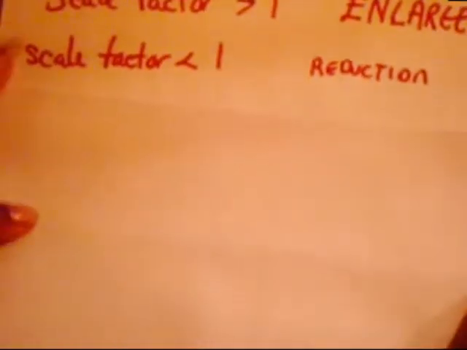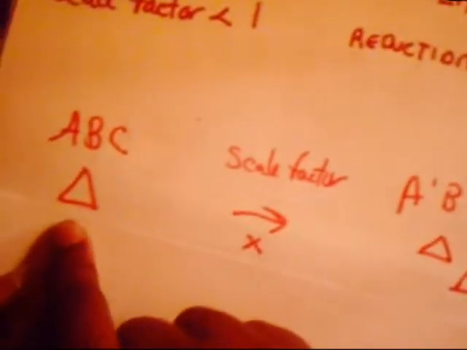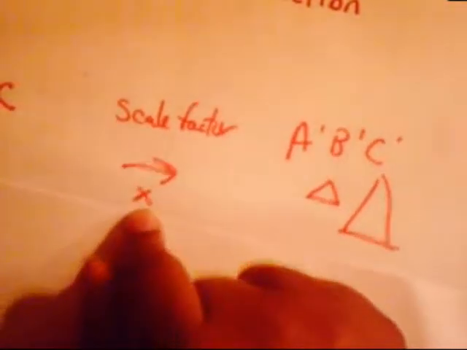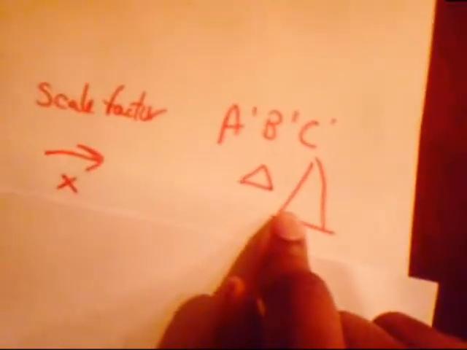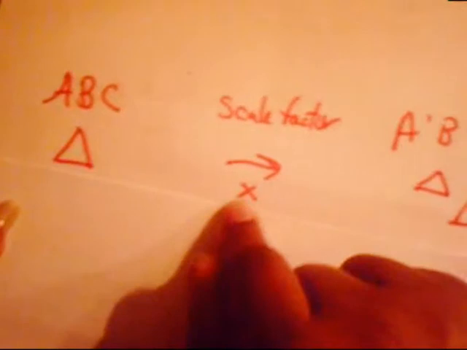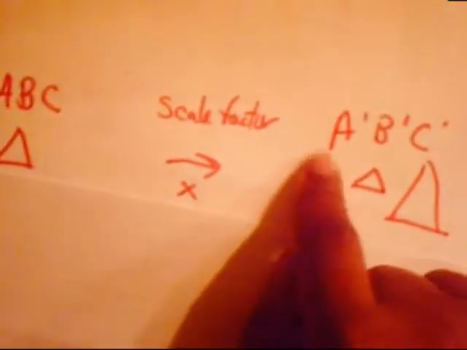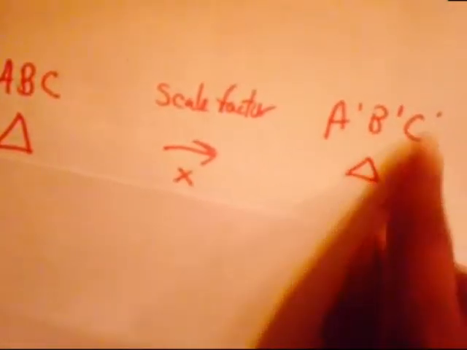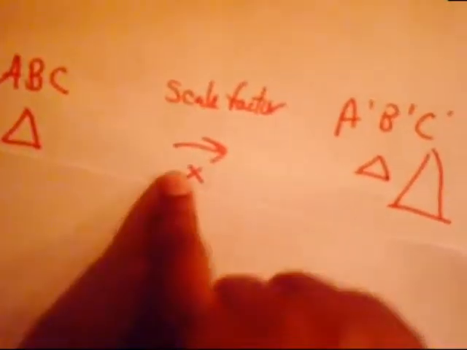So guys, let's talk about how we're going to figure out, using the scale factor, what type of image we're going to have. What you're going to do is take your pre-image, multiply your pre-image by the scale factor, and that's going to give you your prime image. So you guys see you had your original image, triangle ABC. I'm going to multiply the scale factor by ABC to get A prime, B prime, C prime. And you're either going to have a reduction or an enlargement based on the scale factor.